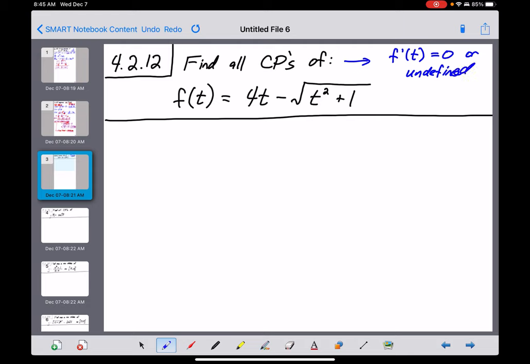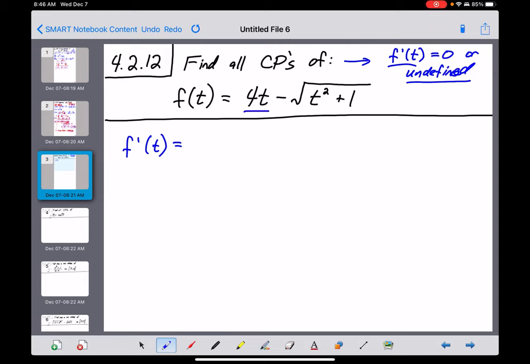With polynomial functions, we never really have to worry about them being undefined, but here I've got a square root, and I know there are problems, guys, with the domain of a square root, so let's keep that in mind. But you'll notice both of those come from dealing with our derivative. So the first thing we need to do is find f prime of t.